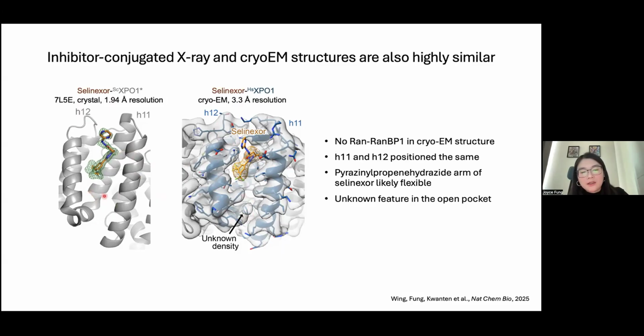Interestingly, this pocket that we know is open in the crystal structure actually has density for I don't know what in here in the CryoEM map. I have left it unmodeled because I do not know what that is. But regardless, it tells us that there is a gap between these two helixes.